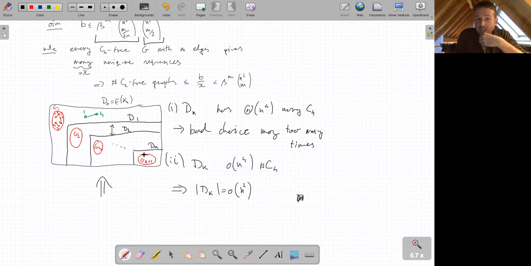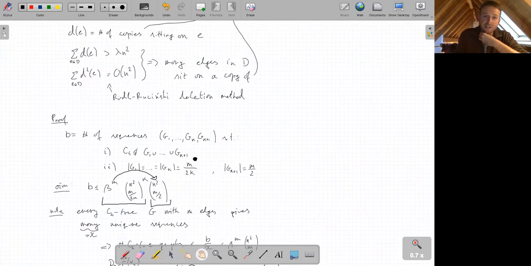And if in the end we still have a large set D, or a set with many copies of the graph we try to avoid, that means we made a bad choice too many times, which is unlikely. And if we made the good choices often enough, then we end up with a small set, but then that just leaves very few choices for this very last large set. And that is more or less how the proof goes.